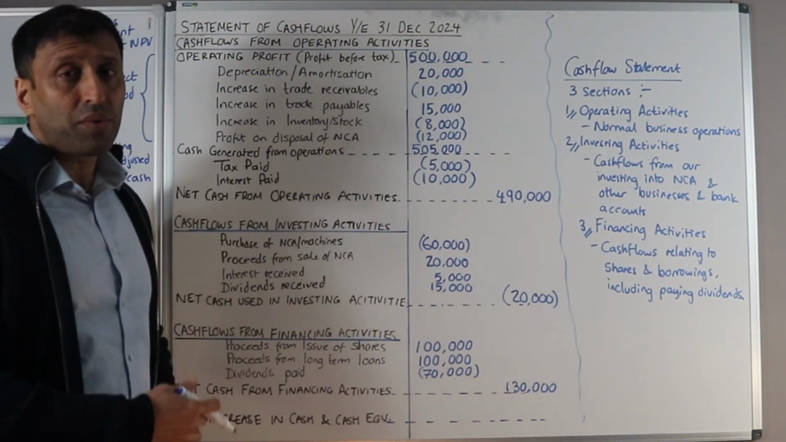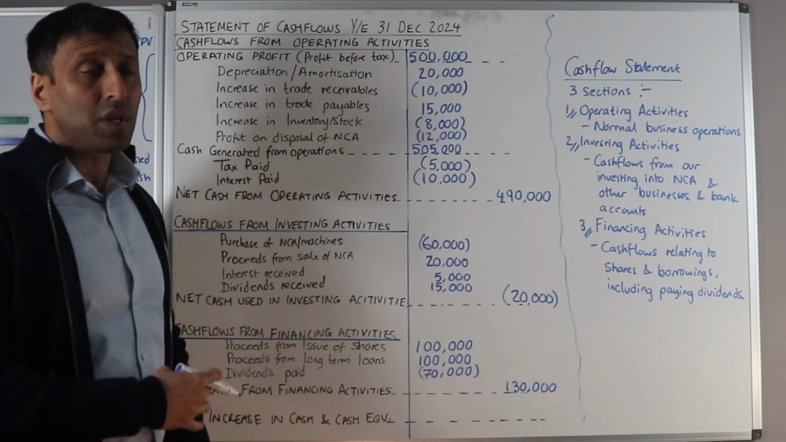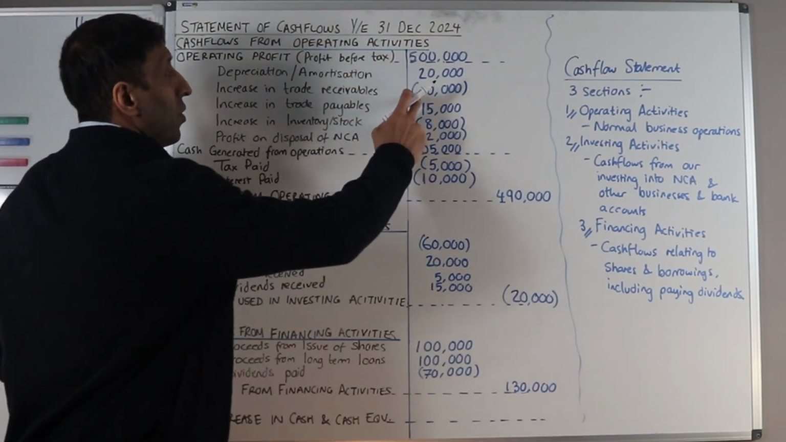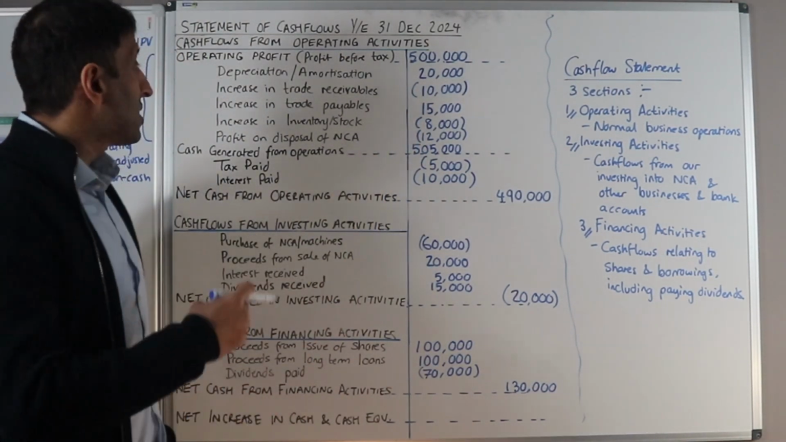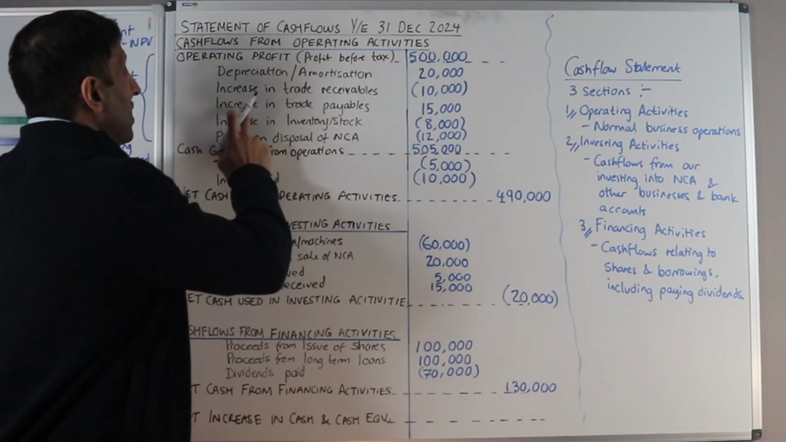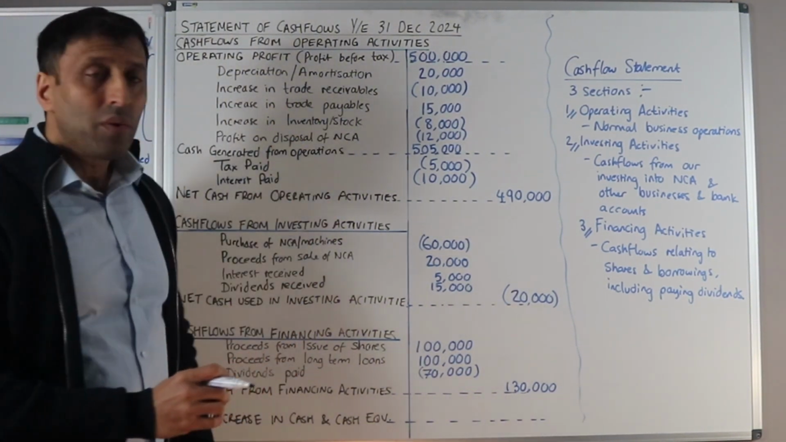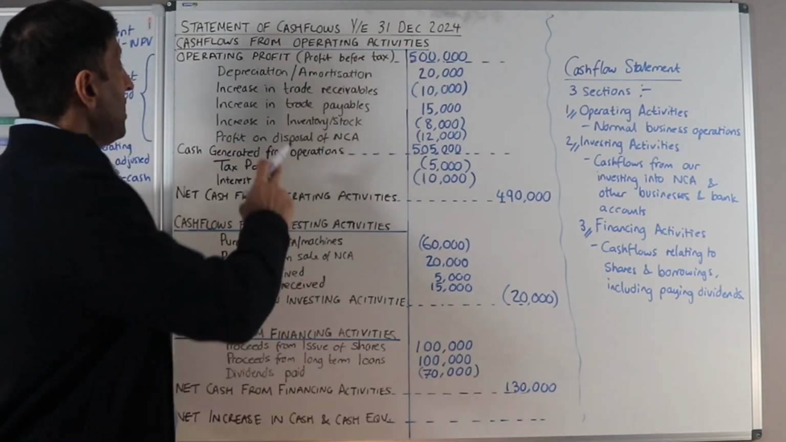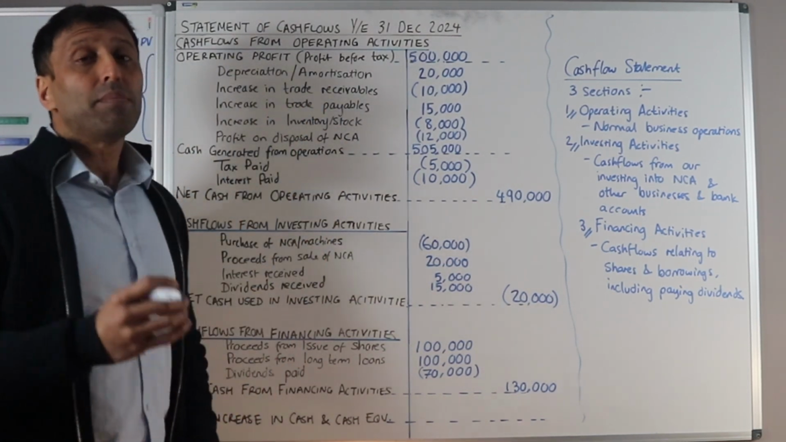If there's an increase in trade receivables from last year to this year, then essentially we take that figure off. If there's a decrease in trade receivables, we're going to add that figure on. If there's an increase in trade payables, we're going to add that. If there's a decrease in trade payables, we're going to minus it.